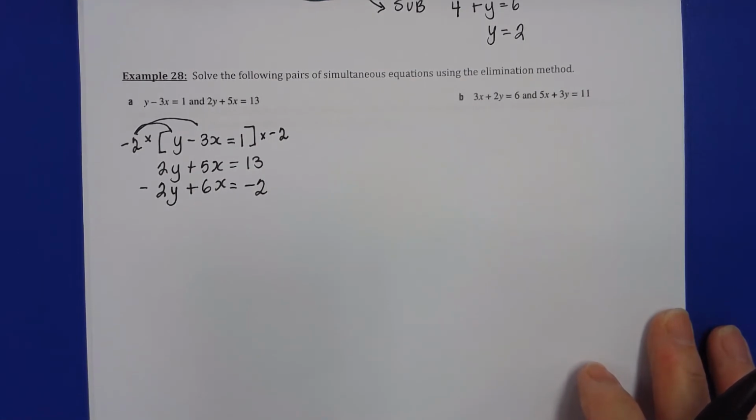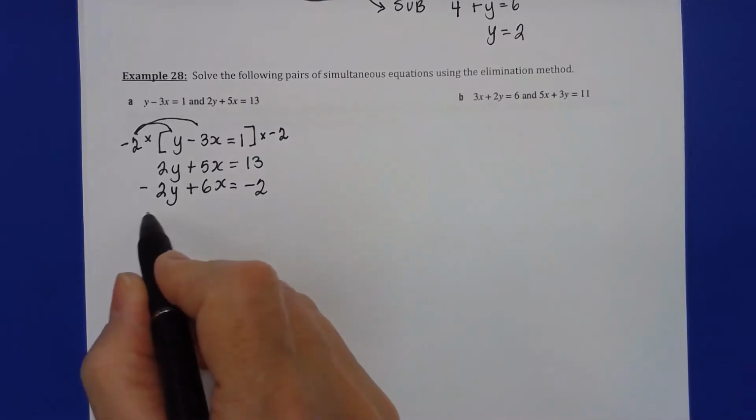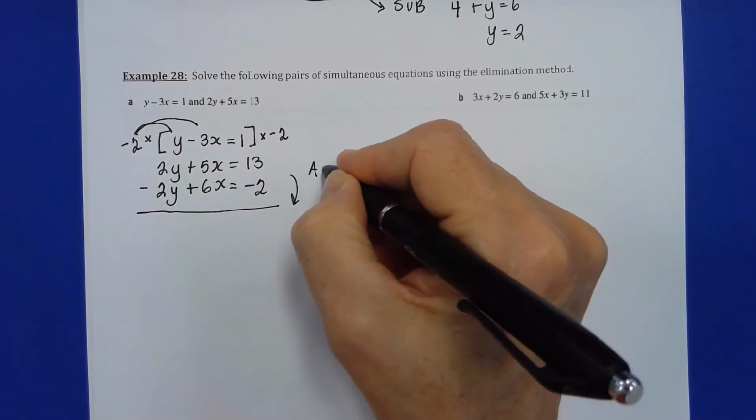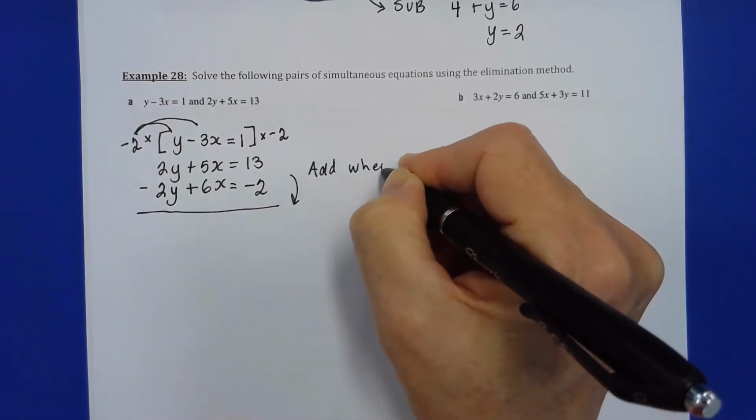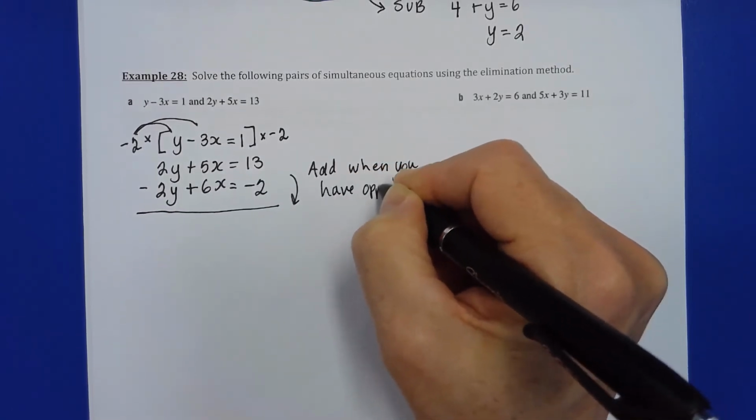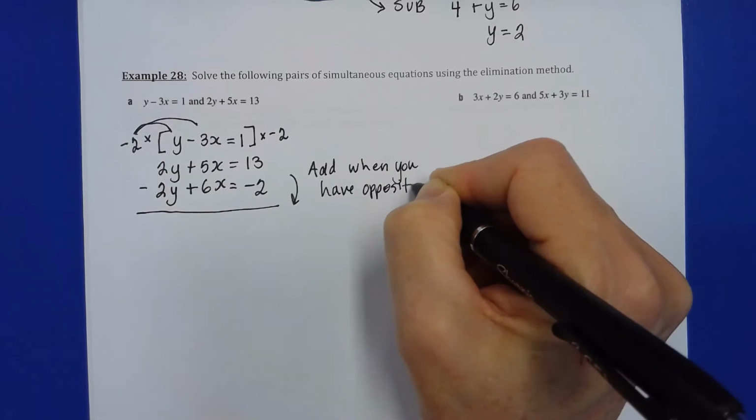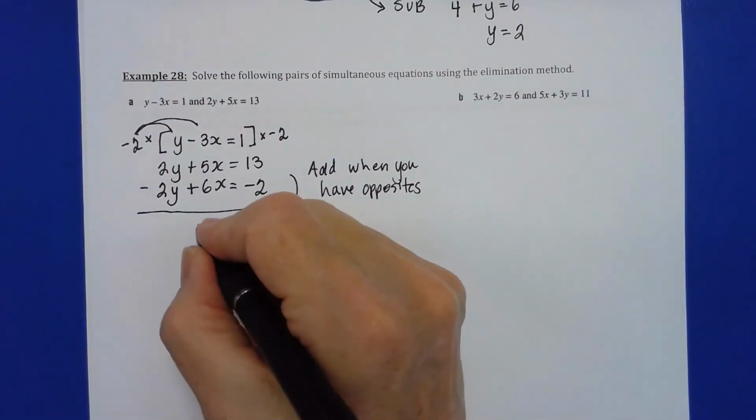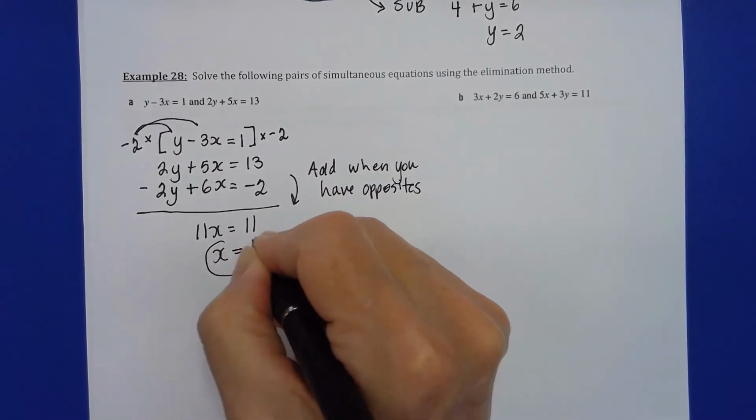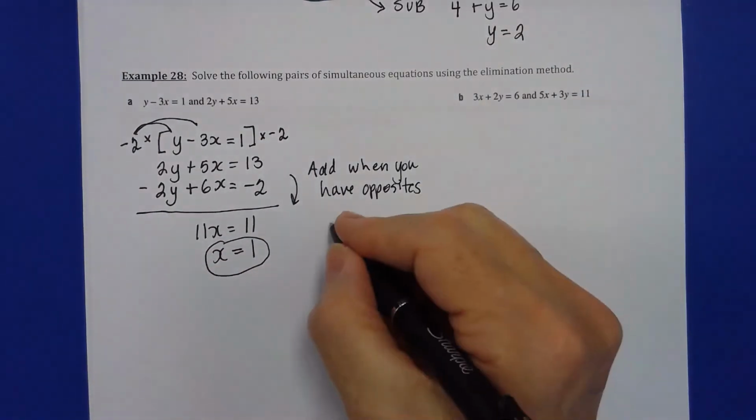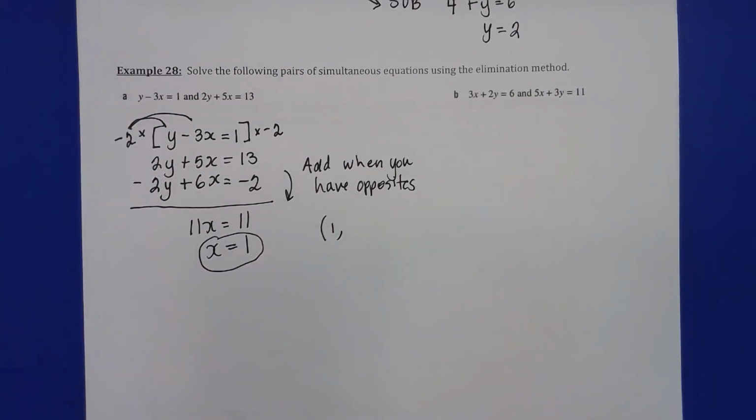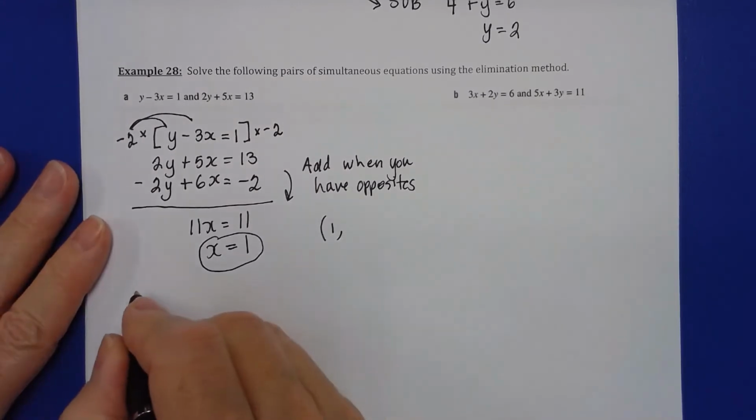I must make a point of getting rid of the x in the next one. Okay, so now once I have opposites, I should add. That's gone, and I get 11x equals 11. Now I'll sub back in.